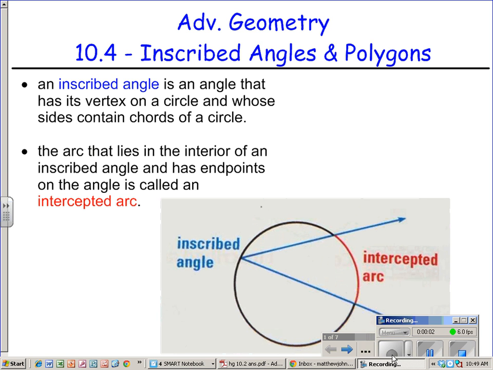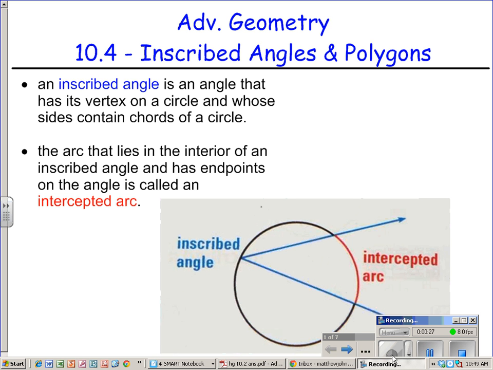Hello everybody, these are the notes for section 10.4, talking about inscribed angles. Now we've heard this term before, not with angles, but with inscribed triangles or even an inscribed circle. It basically just means you're drawing something inside of something else. So an inscribed angle is just that, an angle drawn inside of a circle.